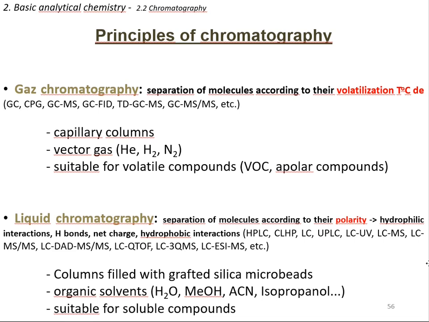Liquid chromatography now means that we try to separate the molecules according to their polarity. So we use hydrophilic interactions, hydrogen bond, net charge, hydrophobic interactions. The abbreviations you will encounter are HPLC, LC, UPLC, LCUV, LCMS, and so on. The columns in this case are filled with grafted silica microbeads, and the mobile phase is organic solvents, mixtures of water, methanol, acetonitrile, isopropanol, and it is suitable for bigger soluble compounds.